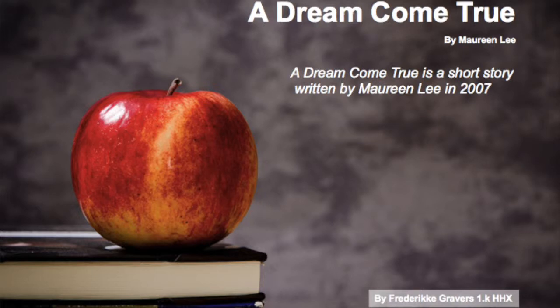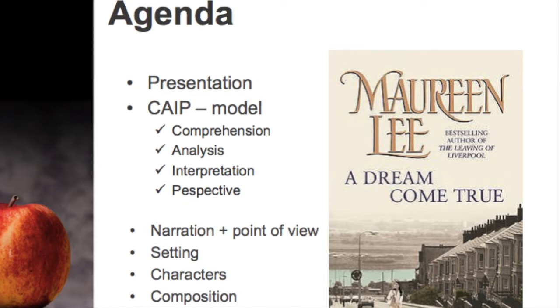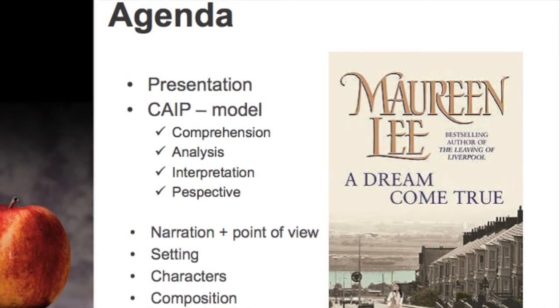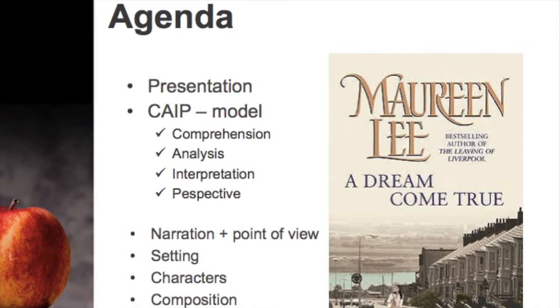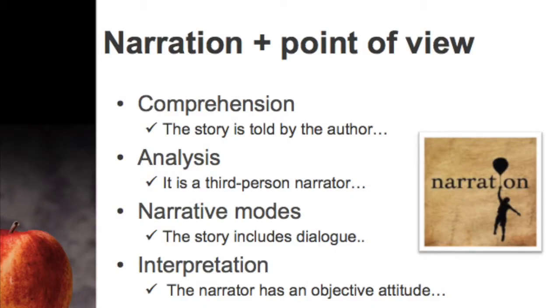A Dream Come True is a short story written by Maureen Lee in 2007. I have chosen to work with the CAPE model, which means comprehension, analysis, interpretation, perspective. Narration plus point of view.